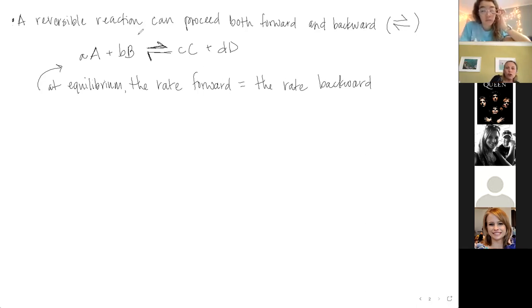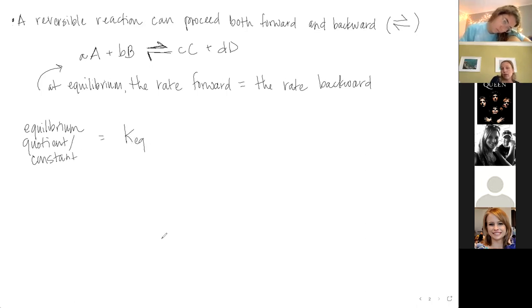So in order to evaluate the rate of this forward and backward reaction, we use our equilibrium quotient or constant. And this value is that K_eq value. So eq representing equilibrium, K being a generic constant term.